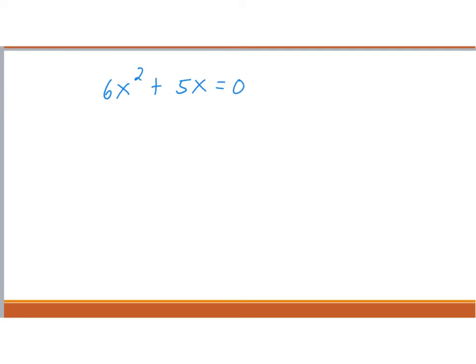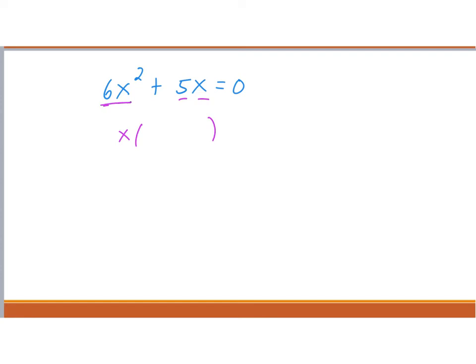Next example, 6x squared plus 5x equals 0. All right, let's get the common factor. Let's start with 6 and 5. Do they have a common factor? No, they don't. So let's move on to x squared and x. So 1x is common. So take that out here. So our only common factor here is x.